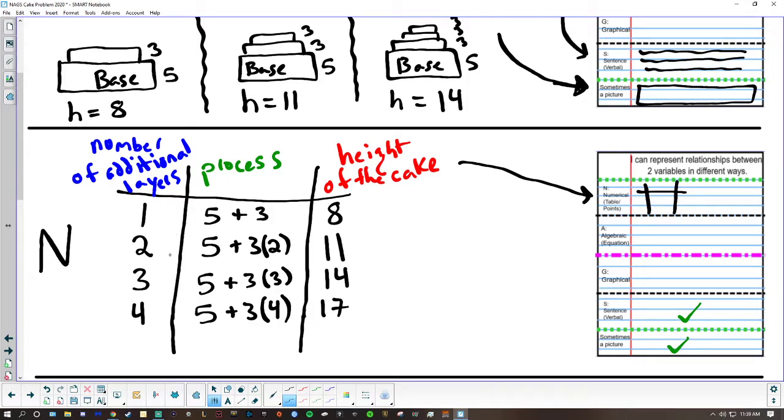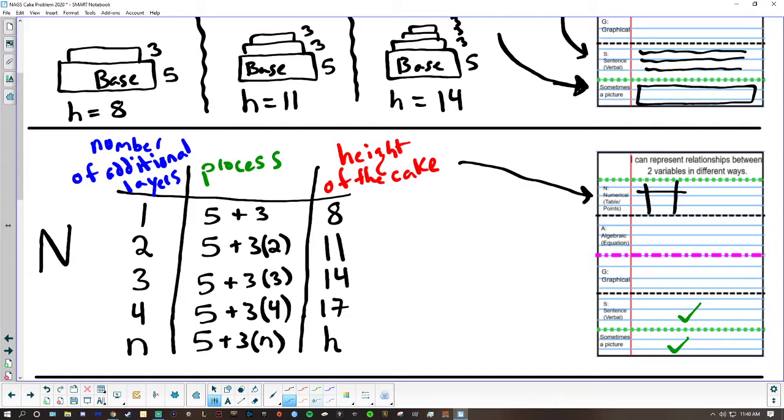Okay, so let's write this as a rule. So if I have n number of additional layers, then the formula we can think of for finding the height of the cake is going to be that base layer of 5 plus 3 inches times whatever number of layers we have. So if we have 6 layers, we'd put a 6 in. If we had 10 layers, we'd put a 10 in. And we know this is always going to give us the height, or h, of the cake.